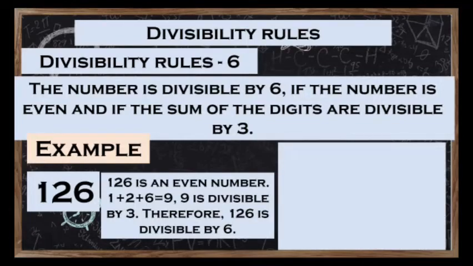Let us check. 126 divided by 6. 12 divided by 6 is 2. 2 times 6 is equal to 12. 12 minus 12 is equal to 0. Bring down 6. 6 divided by 6 is 1. 1 times 6 is equal to 6. 6 minus 6 is equal to 0. So therefore, 126 is divisible by 6.